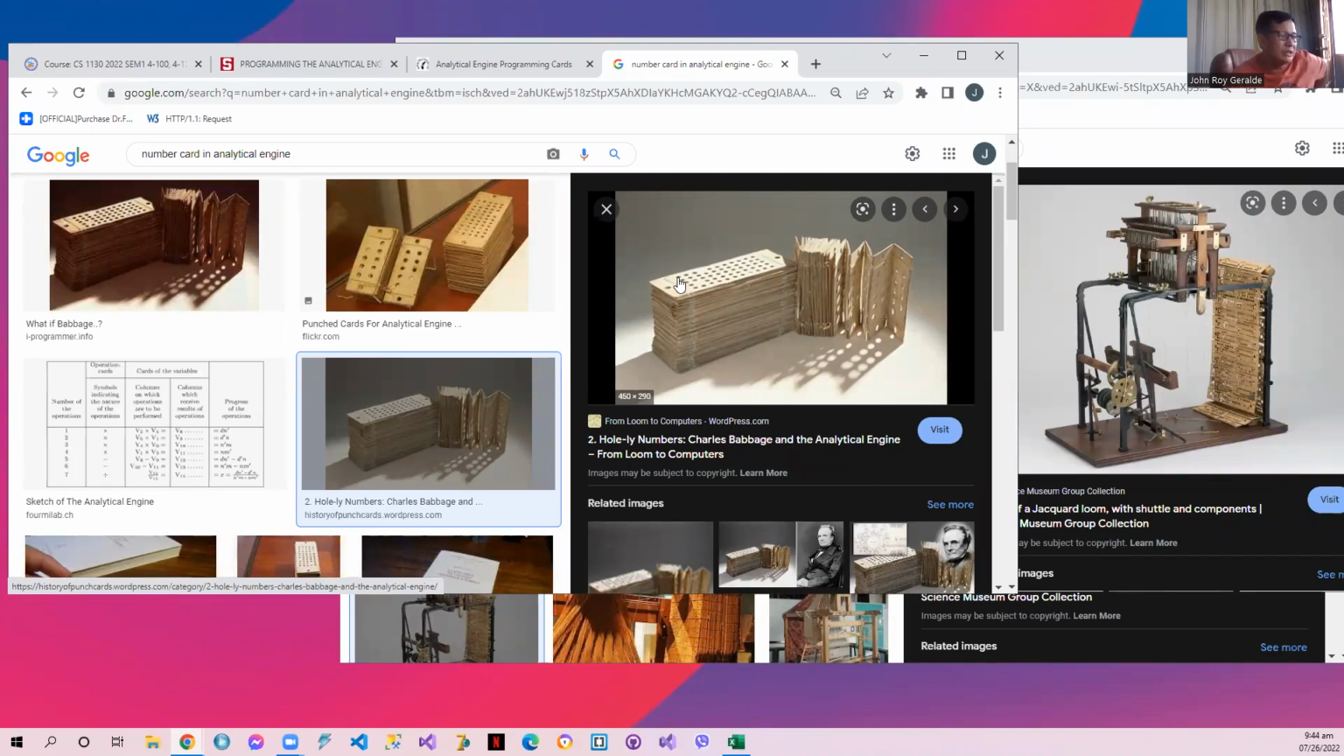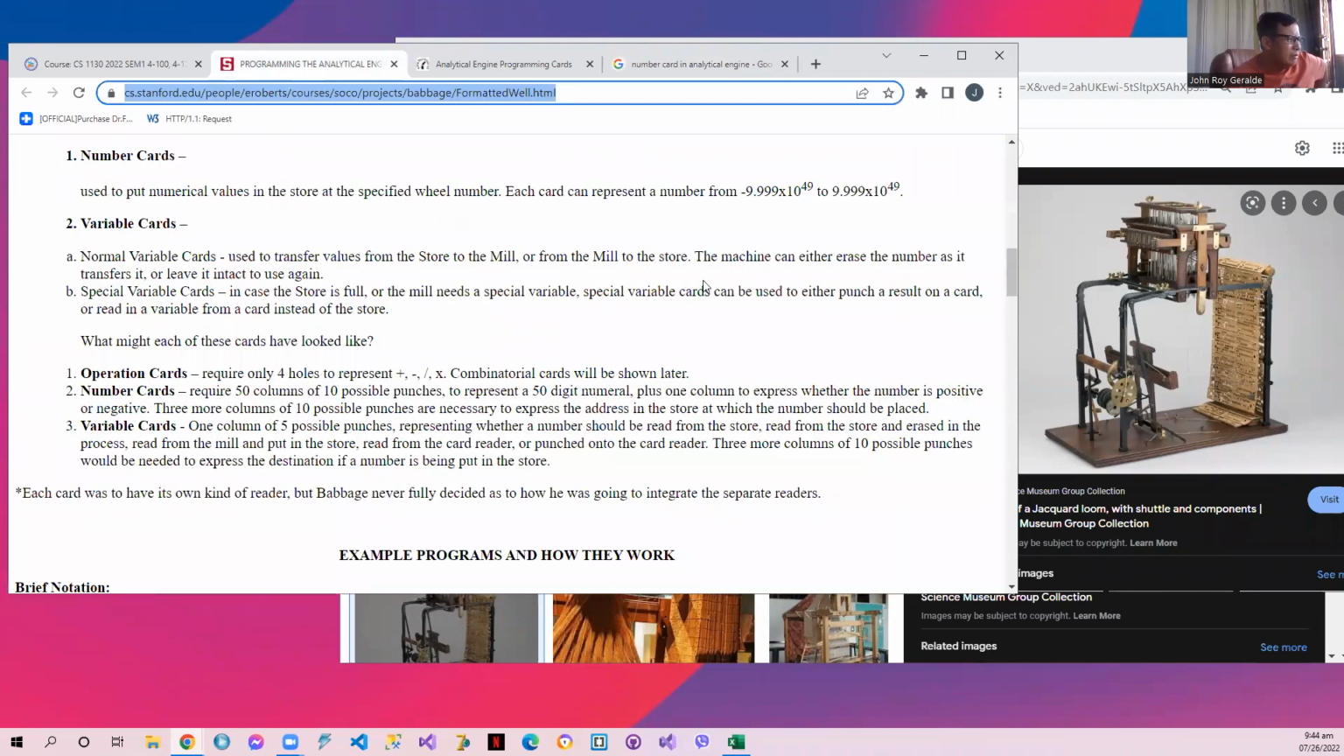Maybe the first column is for the sign. That's why this is 11. Okay? So, 50 columns ito lahat. Which means that there are 50 cards. No? And each card can store a 50-digit decimal number. Dapat 40 digits eh, no? But the original design is only 40 digits. Okay? Do you follow? So, the number cards are used to store numbers. Okay? To save to memory. Okay?